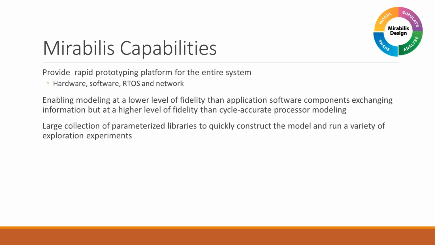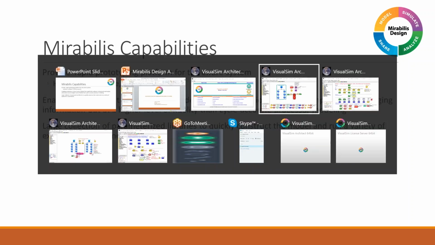What Mirabilis provides is a rapid prototyping platform for the entire system. What this means is really an environment where you can actually combine your network, your operating system, your use cases, your traffic, your software, everything within a single environment. The reason for doing that is then you can actually simulate all of it and be able to look at the timing deadlines, look at what's the throughput, what's the utilization, what's the power consumption. A model such as this would look like this in our environment.